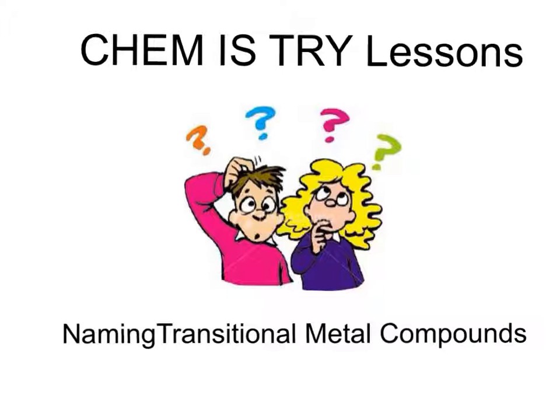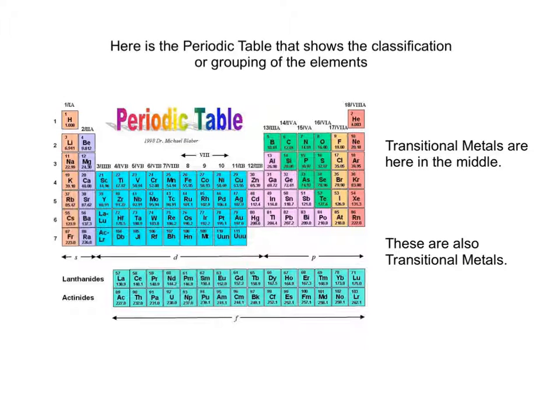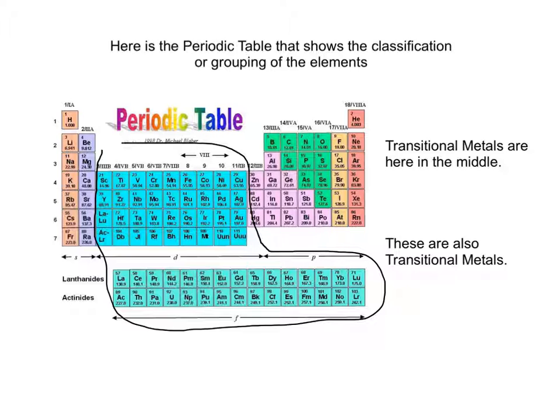Chemistry lessons. Naming transitional metal compounds. Here's a look at a periodic table. Please remember that the periodic table shows us all the elements, but all of these down here in this blue-green area, these are what's known as the transitional metals.